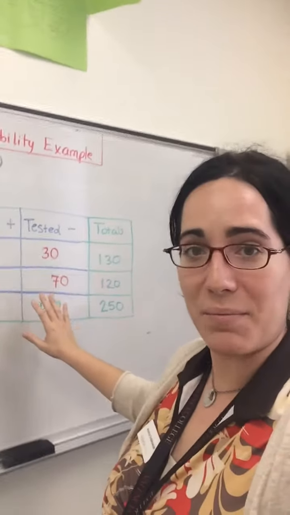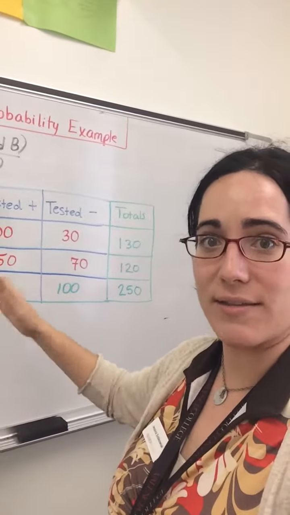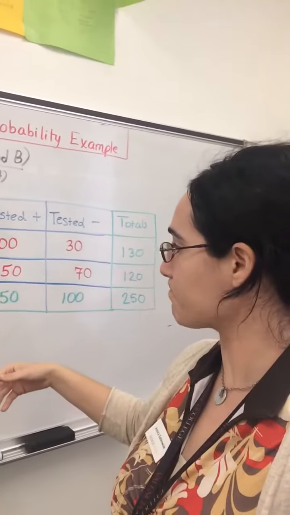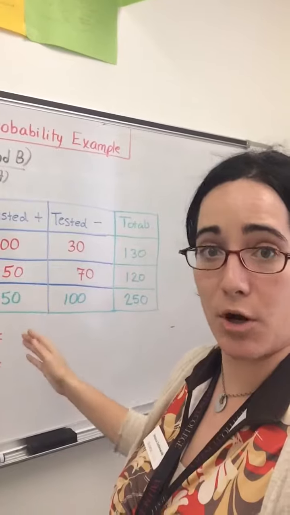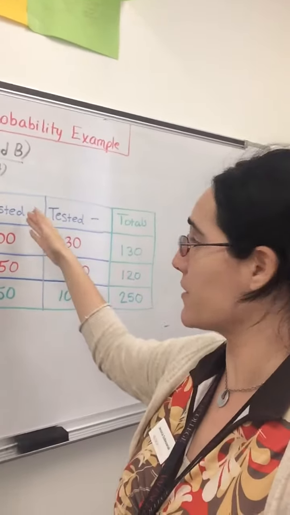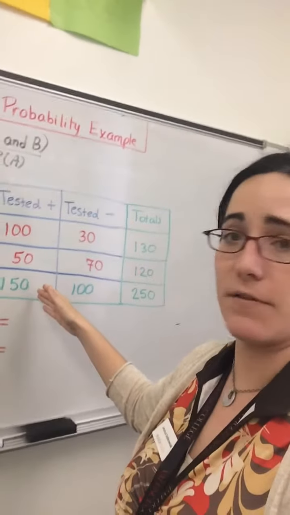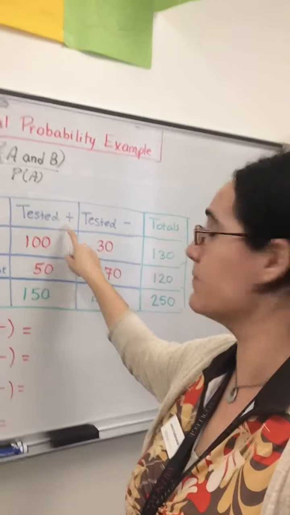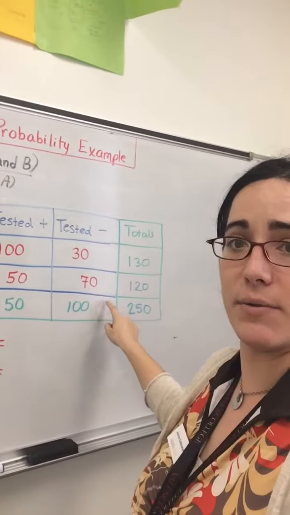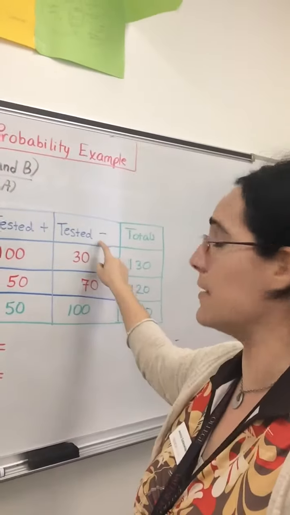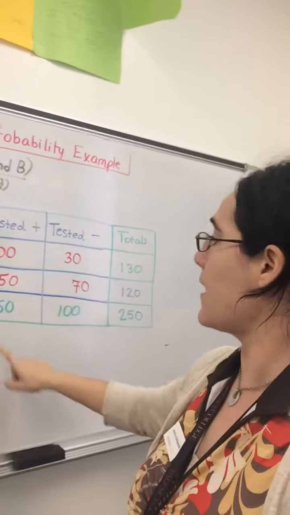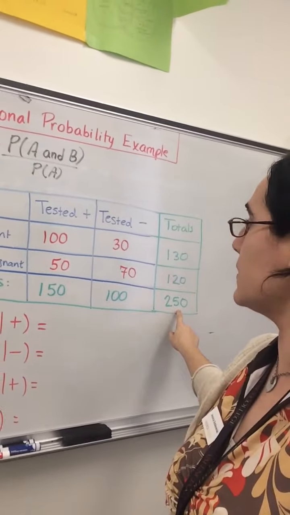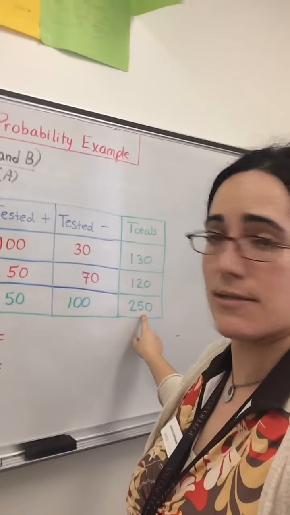Whenever you have a problem like this, where you have a chart telling you information about some sort of survey or event that's taken place, what we want to do first is total up our columns and our rows. So for example, adding up 100 and 50, we get 150 women who tested positive. Adding up 30 and 70, we get 100 women who tested negative. And adding 150 plus 100 gives us our total of 250 women who took this test.